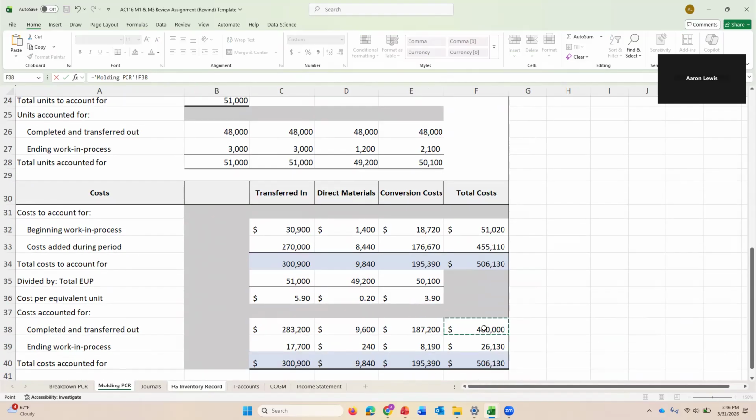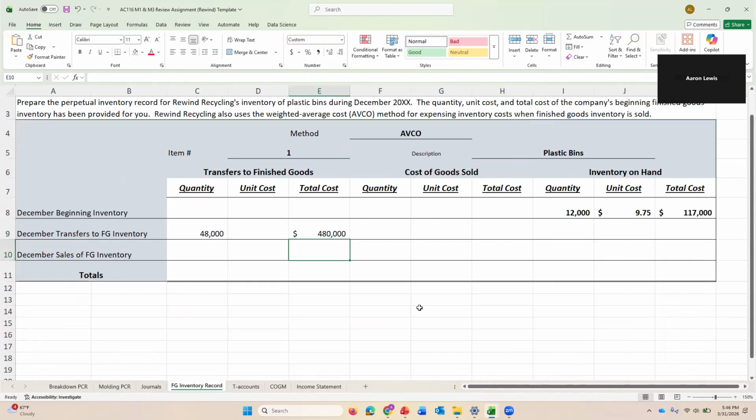of $480,000. For the unit cost, that's just the average. So you take the total amount that you had and divide it by the quantity. We had $480,000 that we spent on 48,000 units. Each one cost us on average $10 a piece.